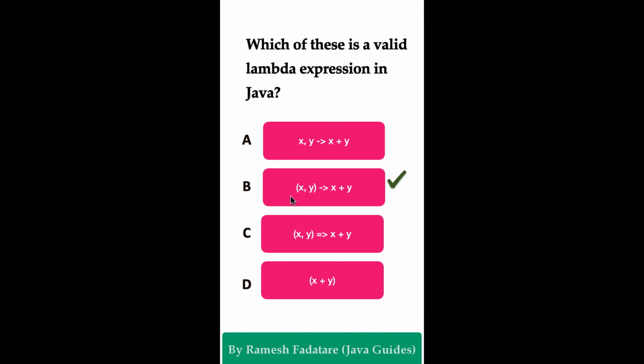Well, answer B is correct because this is a valid lambda expression. Whenever you have more than one parameter in a lambda expression, these parameters should be included in parentheses, followed by the lambda symbol, that is the arrow operator, and then followed by the lambda body. So this is the correct syntax of a lambda expression. Option A is incorrect because there is no parenthesis, option C is incorrect because the arrow operator is not there, and of course option D is also incorrect.